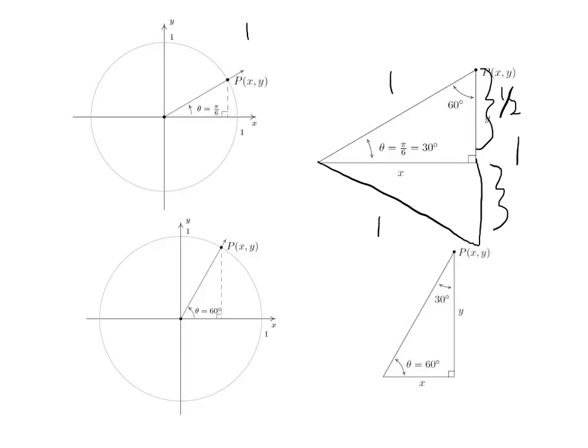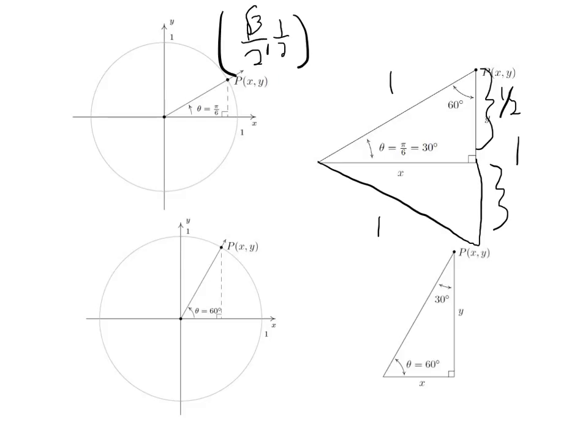So that would be the y value. And then for the x value, you'd have to plug into the Pythagorean theorem. Now that you've found the y value, you know that this squared plus this squared equals this squared, which is just 1, and you can find the x value. That ends up being the square root of 3 over 2.